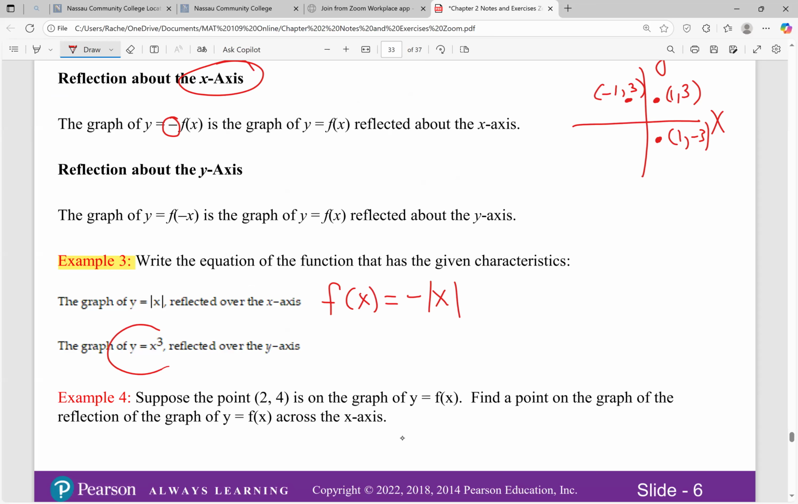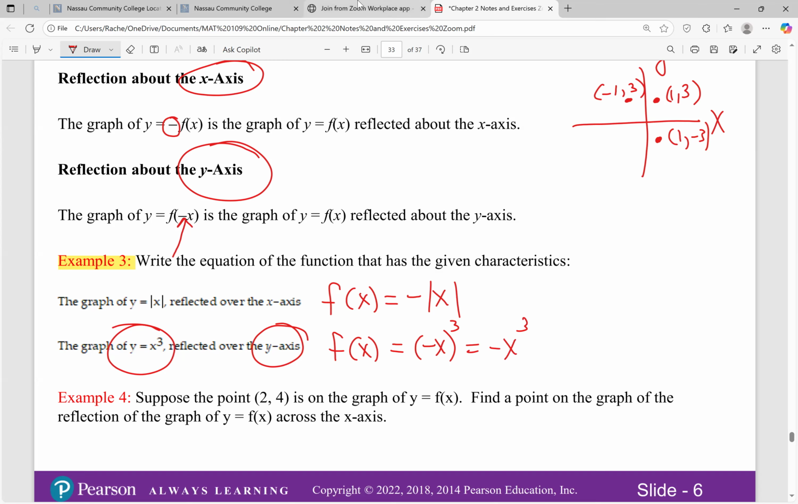Now let's take the graph of x to the third and reflect it over the y-axis. So when we reflect about the y-axis now, we're making x negative. We're negating the x values. So f of x would be equal to negative x to the third, because I'm negating x now. And negative x to the third is negative x times negative x times negative x, which is negative x to the third.